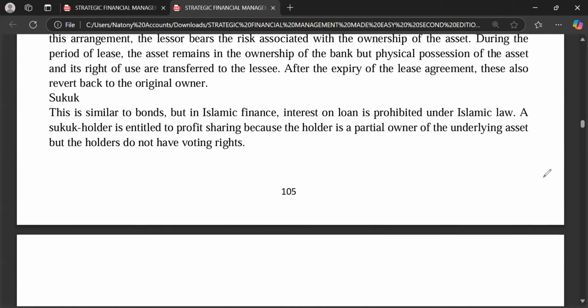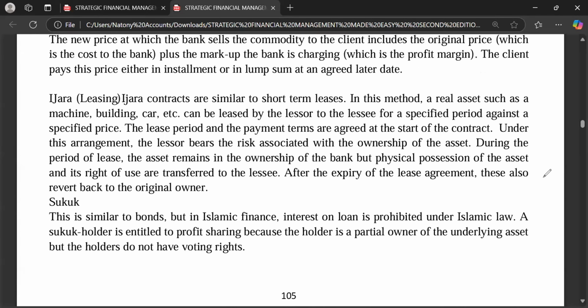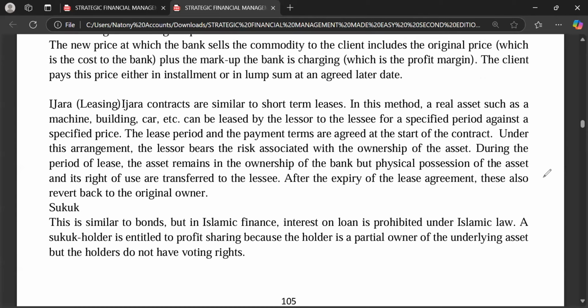So this is just basically a revision on the sources of finance to give you a refresher for your examination.